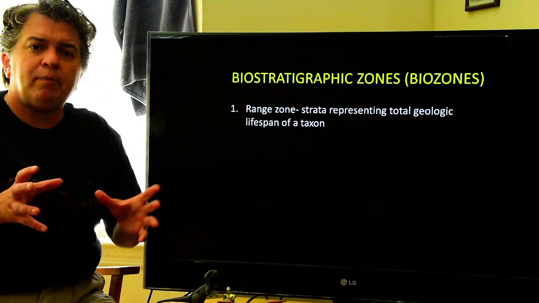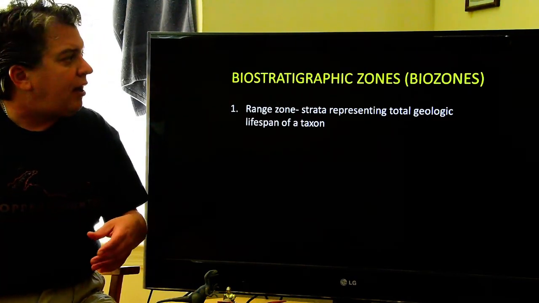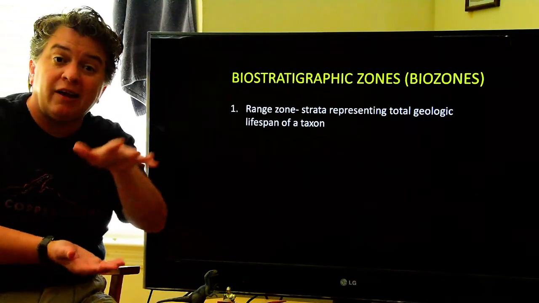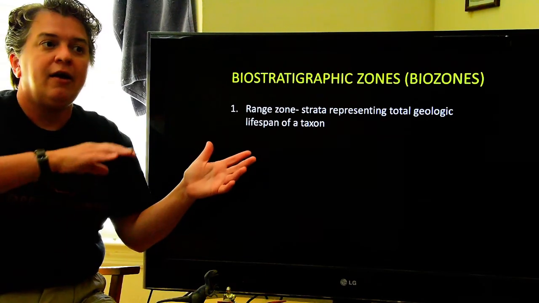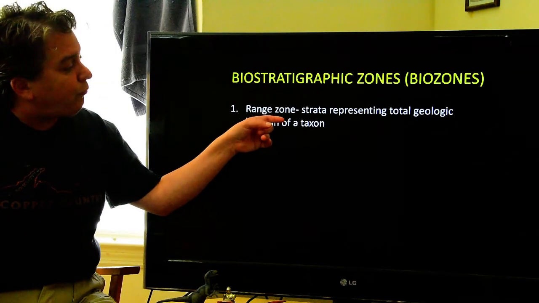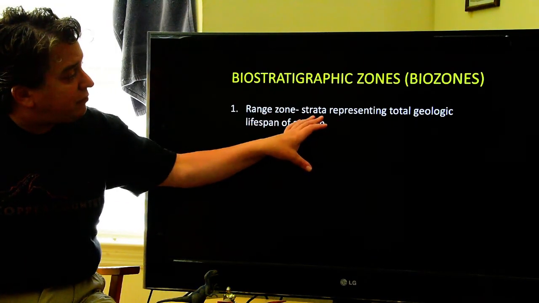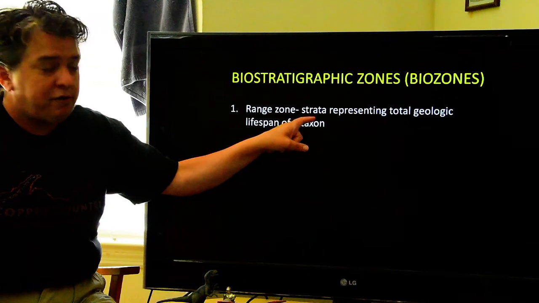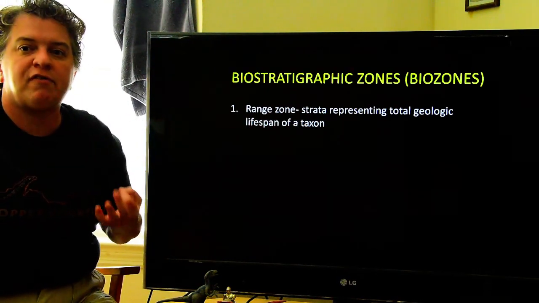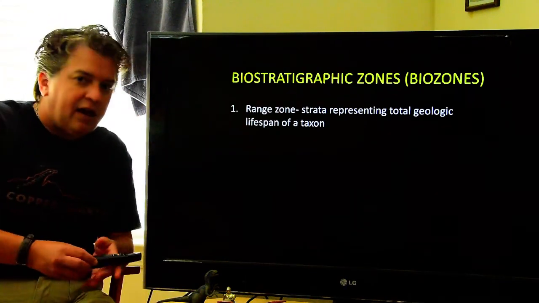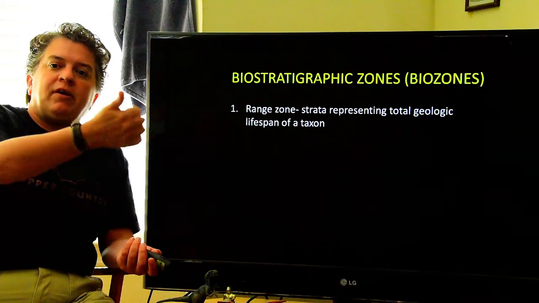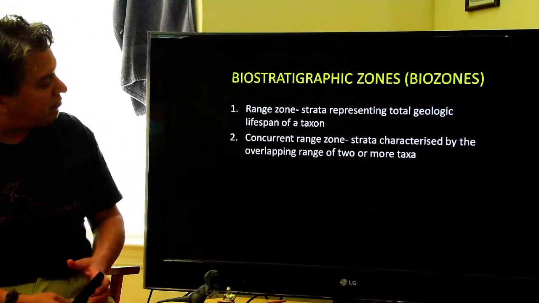All right, so in this concept of using fossils to help figure out when things happened, we have to know a little bit about what's called biostratigraphy, or biozones. Well, bio means life, and stratigraphy is looking at the layers of rock, so biostratigraphy is looking at the life in the layers of rock. And we can have what's called a range zone. And these are strata, and remember strata just means layers of rock. These are the layers of rock representing the total geologic lifespan of a taxon. And a taxon is, well, any group of organisms. So it might be a genus or a species of organisms.